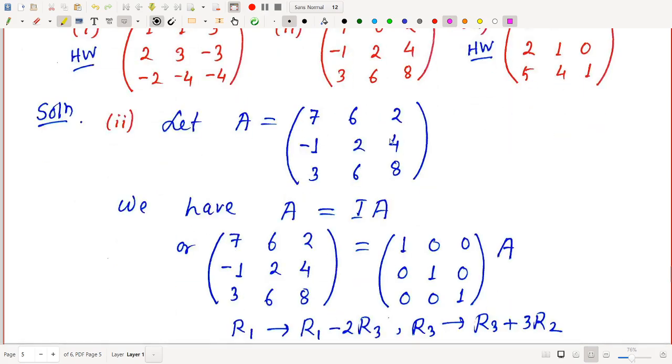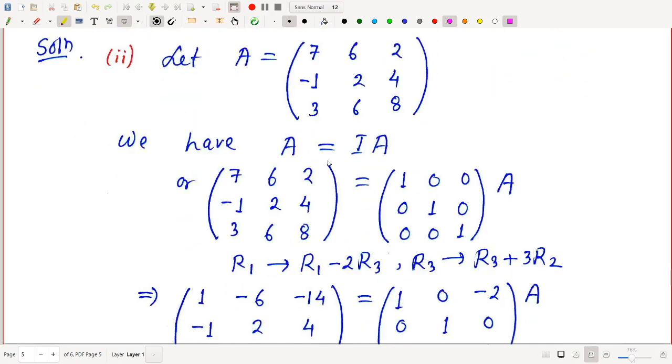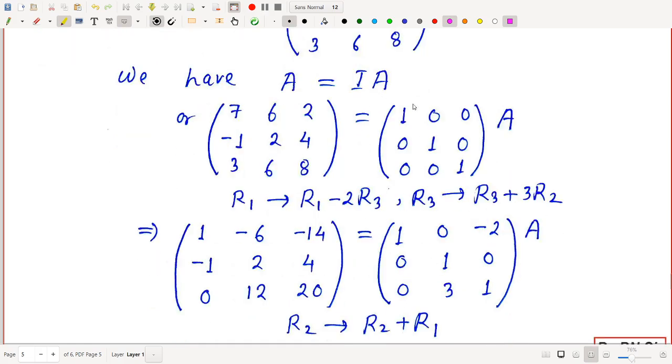Let A equal to this. Given matrix, we have named it A. Now we can write A equal to IA. A written here, and what is I? Unit matrix of same order as that of A. A is 3 by 3, so that's why this I will be unit matrix of order 3.